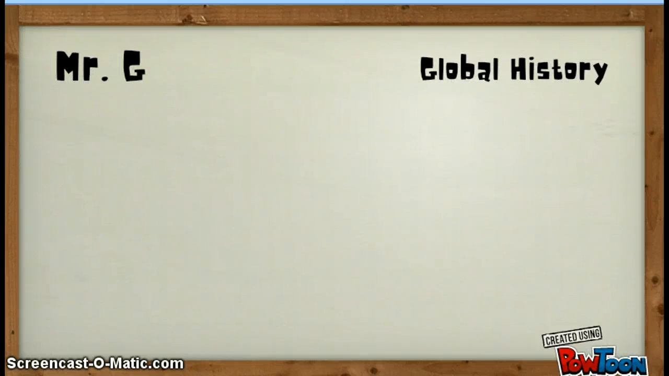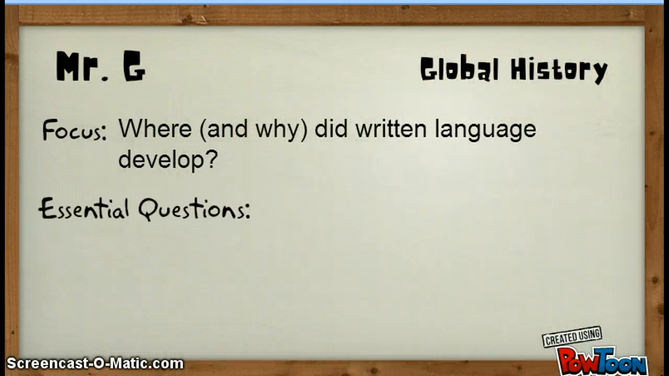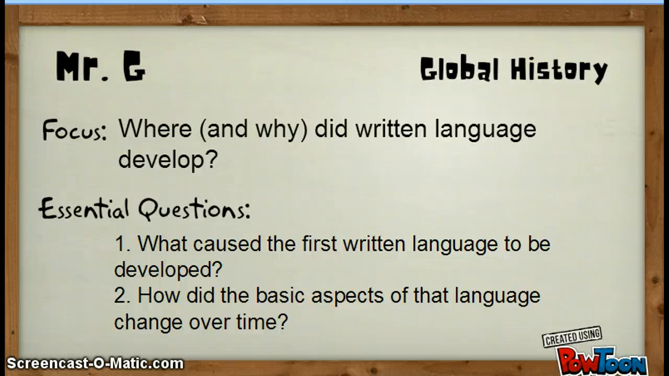Okay, Mr. G, global history. We're going to have a focus for tonight. For the evening, the focus is going to be where and why did written language develop? Now, along with that focus comes some essential questions.